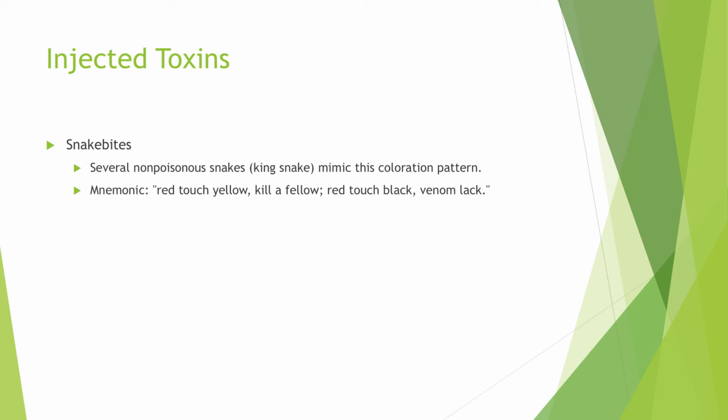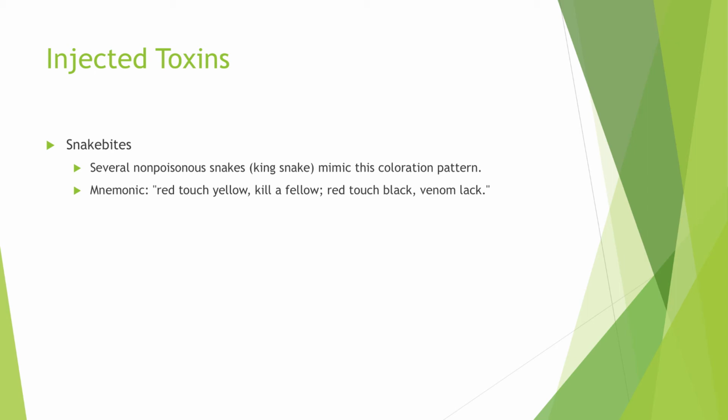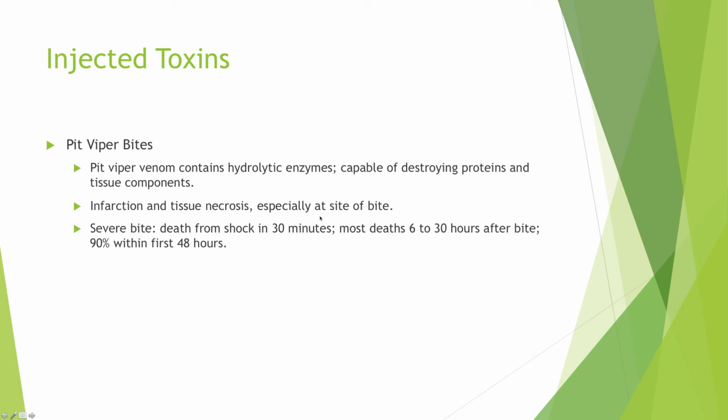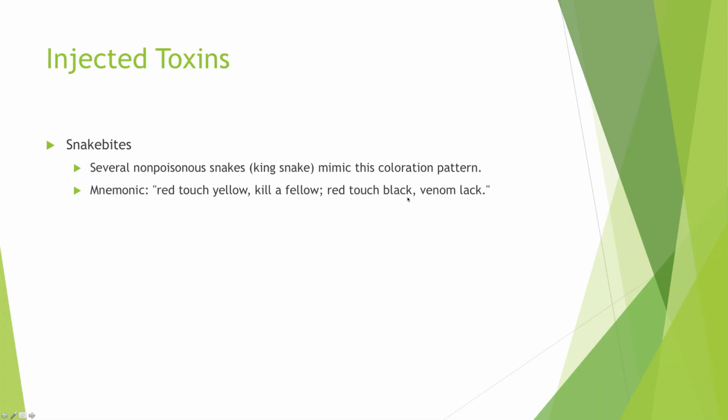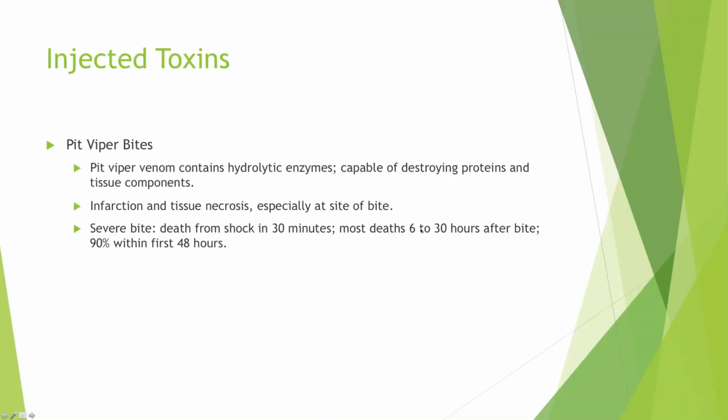There's a lot of non-poisonous snakes. We have king snakes. They're really big. They kind of look like other things. They look like rattlesnakes and stuff. So here's a mnemonic: red touch yellow, kill a fellow. Red touch black, venom lack. Red touches yellow here. See on this coral snake, red touch yellow, kills the fellow. Where red touches black, so if the red and the black were back to back, they're not venomous. Okay? That's all that's about.